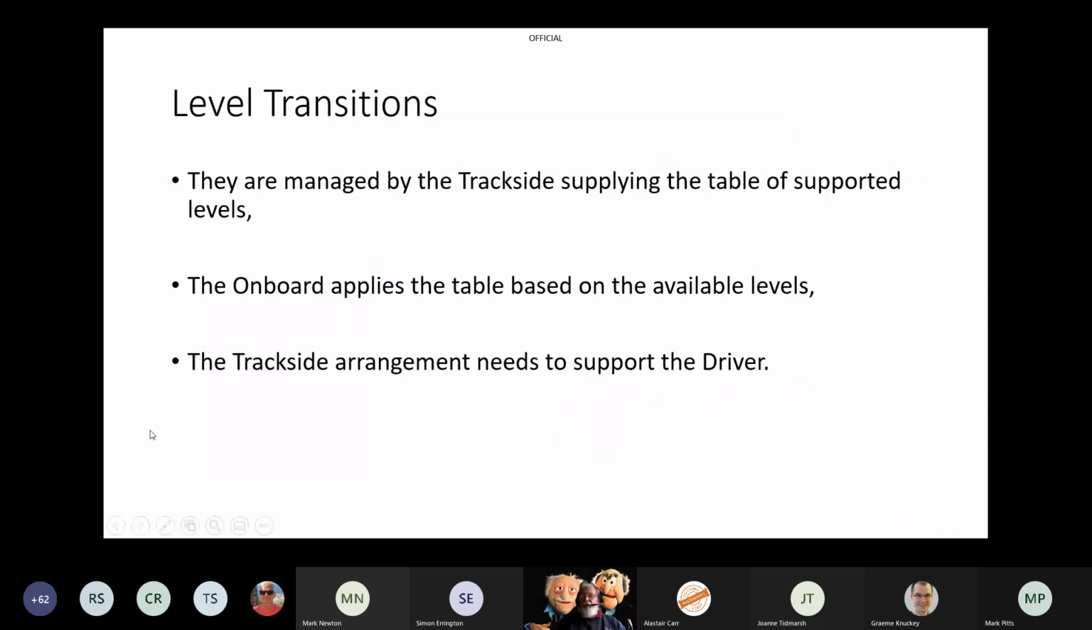So just to summarize, level transitions, they're all managed by the trackside supplying the table of supported levels. The trackside says what levels it is compatible with. The onboard then applies that table based on the levels which are available in the onboard. And the key thing is, however we design it, the trackside arrangement needs to support the driver. And consistency, drivability are one of the key things, because we don't want to encourage a driver to SPAD or find themselves in a difficult situation.